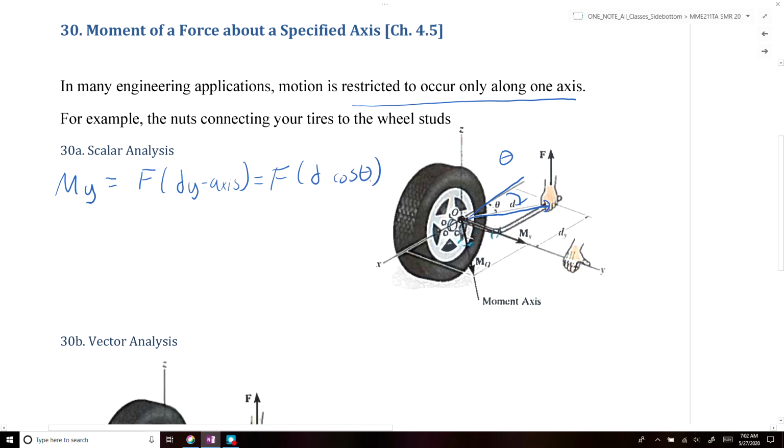In general, we can define the moment about any axis as the force times the shortest distance from the axis to the force being applied. The last thing is that you can use the right hand rule to determine the direction of the moment. In this case, the moment applied by the force would be a positive moment. It would go about the positive y-axis based off the right hand rule.